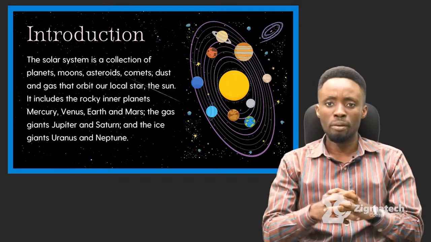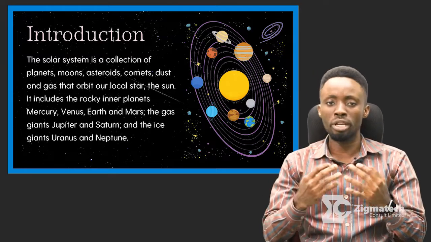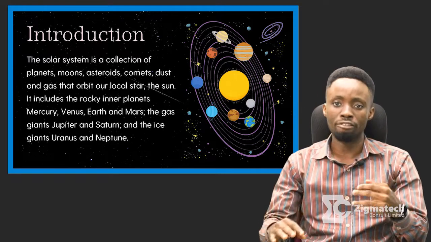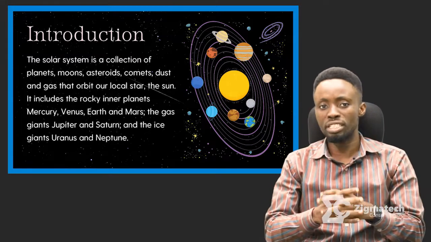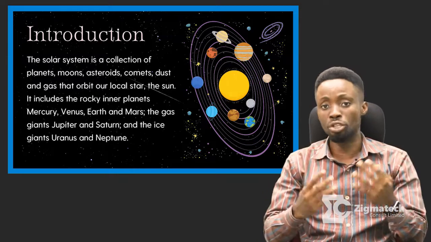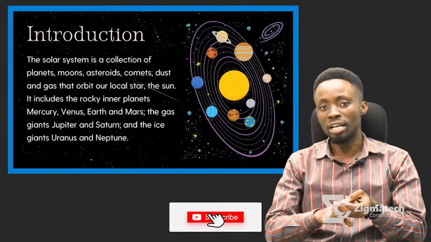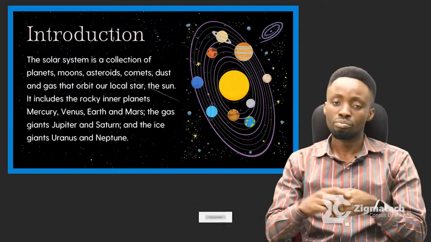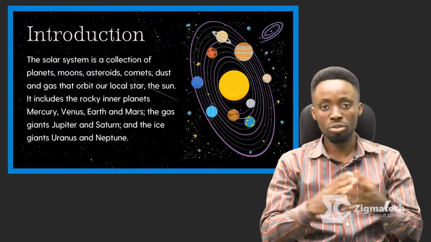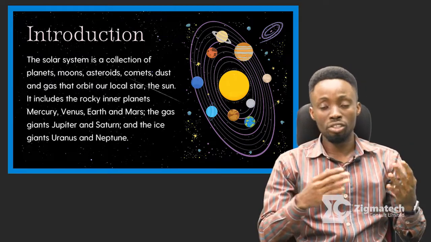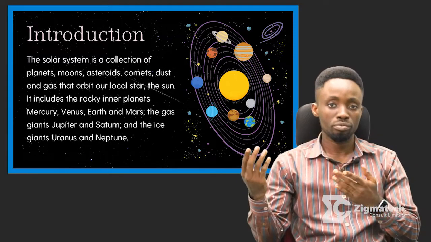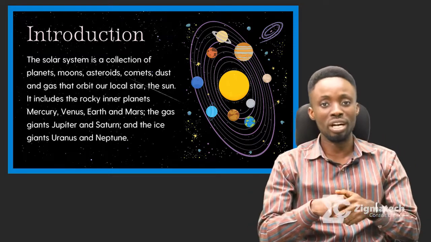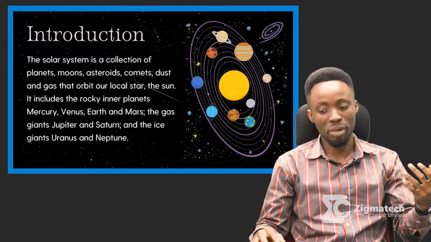So in our solar system, we have the major planets and we have the dwarf planets. So the major planets include Mercury, Venus, Earth, Mars, Neptune, Jupiter, and Uranus. While we also have the dwarf planets such as Eris, Pluto, Haumea, and Makemake.